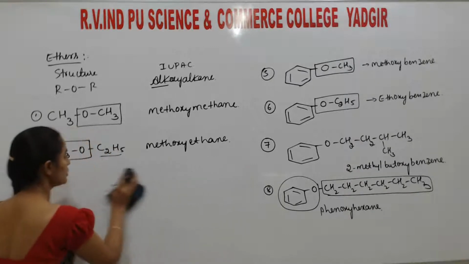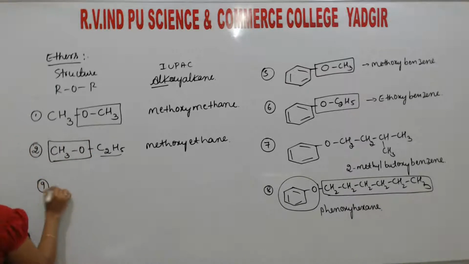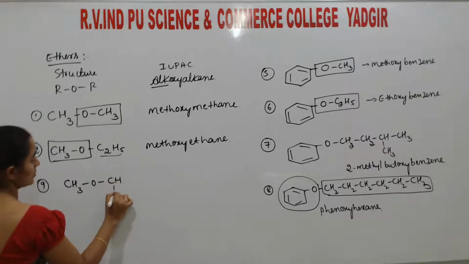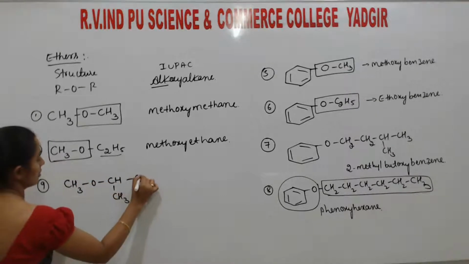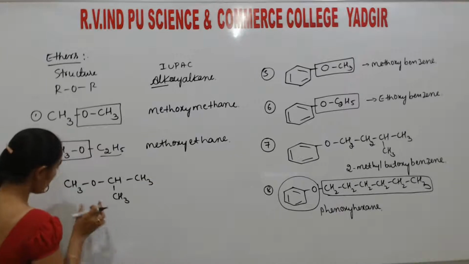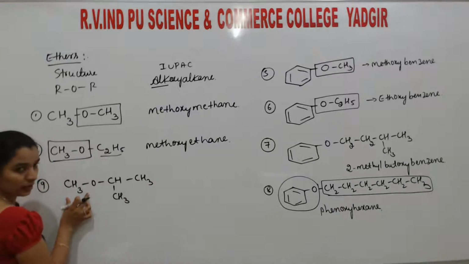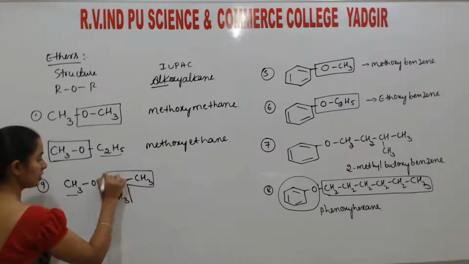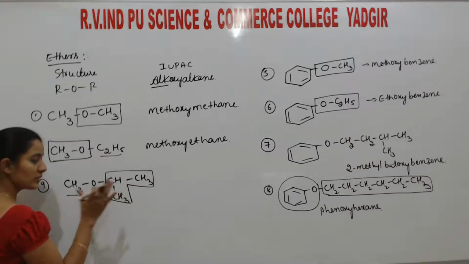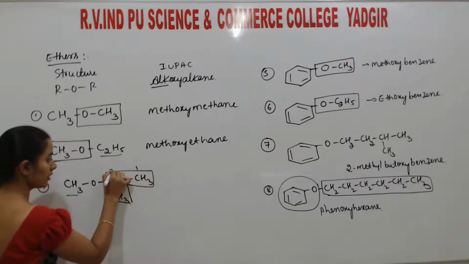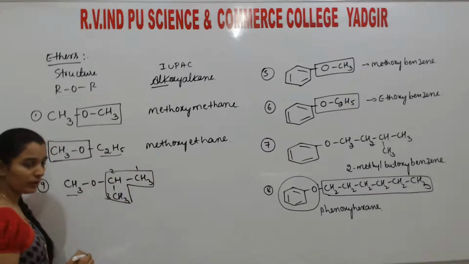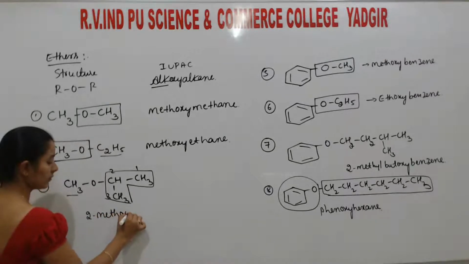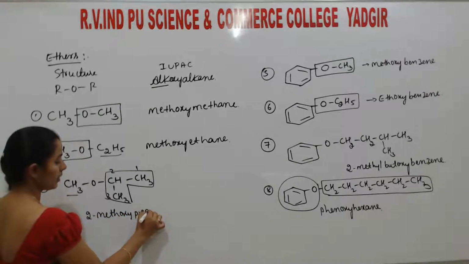With respect to position, the ninth one, if you take CH3, CH, CH3, CH3. Of course, on either side of this group, this is 1 carbon atom, this consists of 3 carbon atoms. So this is the correct one. Just start writing the position, that is 1, 2, 3, 2-methoxy propane. How do you write?